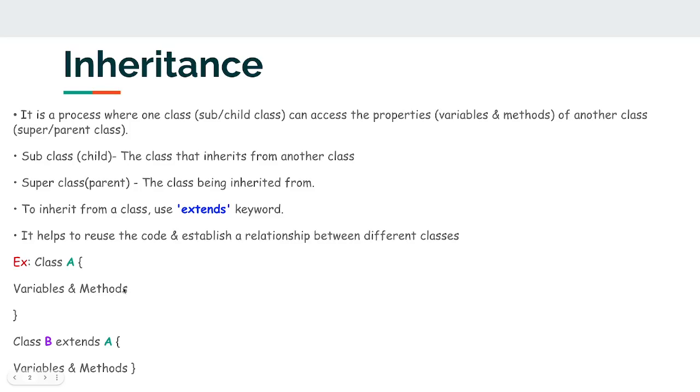In real life, if you're a child, you have direct access to the properties of your parents. Similarly, class B is the child and it has direct access to the properties of class A, which is the parent class, and this relationship is established by using the extend keyword, like this. Okay, so this is the very simple concept of inheritance.